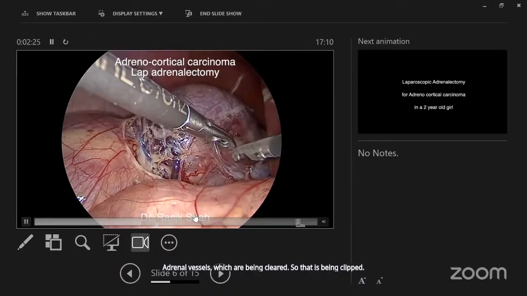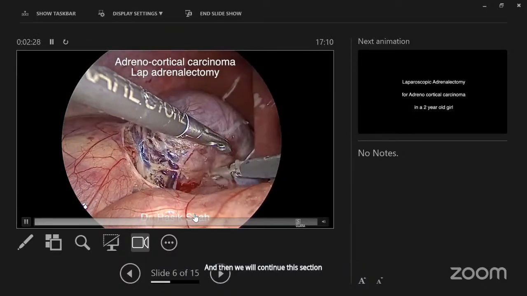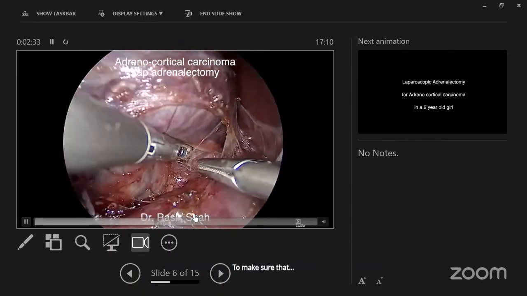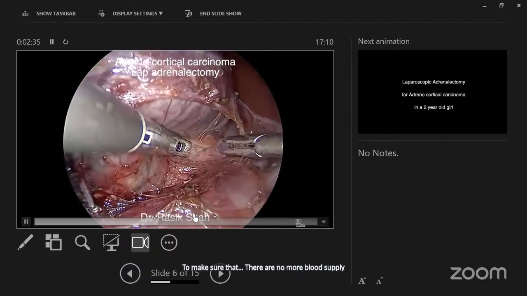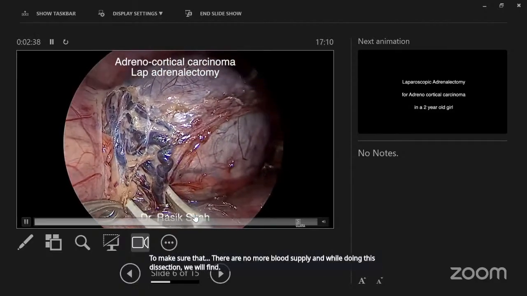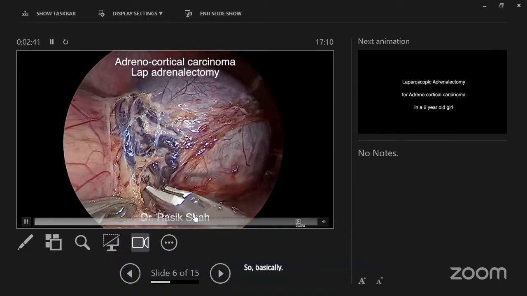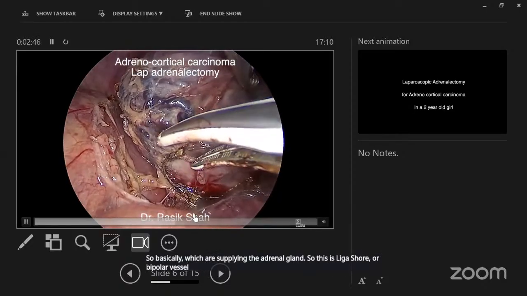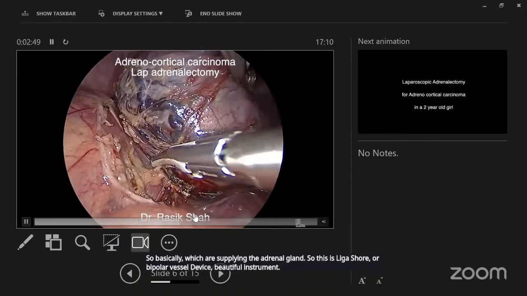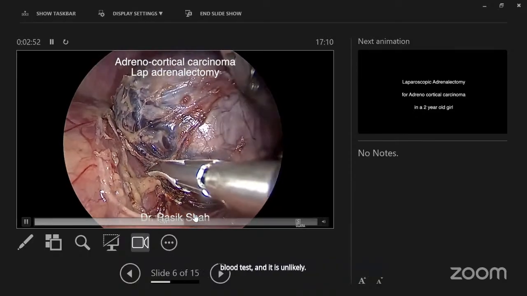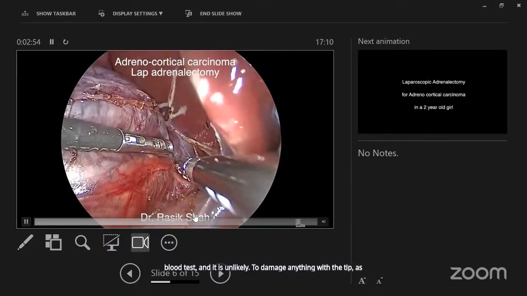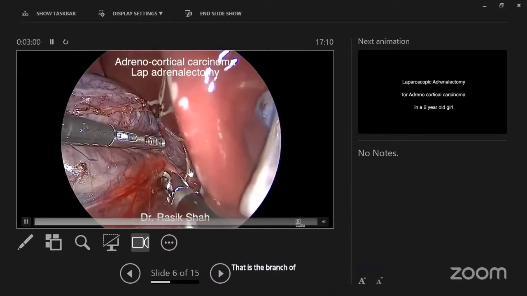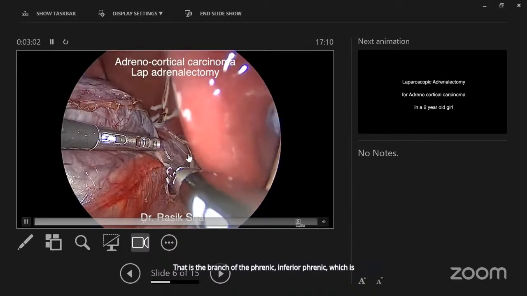And then we will continue dissection of the inferior vena cava from the adrenal gland to make sure that there is no more blood supply. While doing this dissection, we will find some vessels which are supplying the adrenal gland. So this is LigaSure, a bipolar vessel sealing device, a beautiful instrument with a blunt tip, unlikely to damage anything with the tip, and it gives beautiful hemostasis. That is the branch of the inferior phrenic which is supplying the adrenal gland.